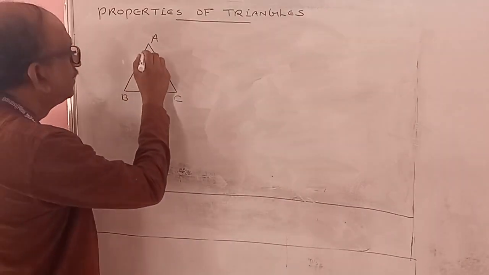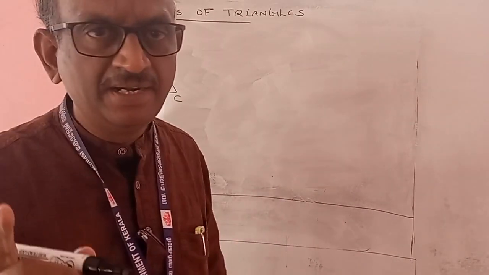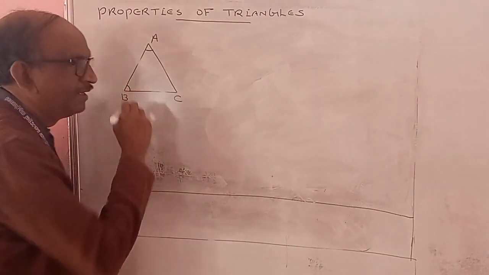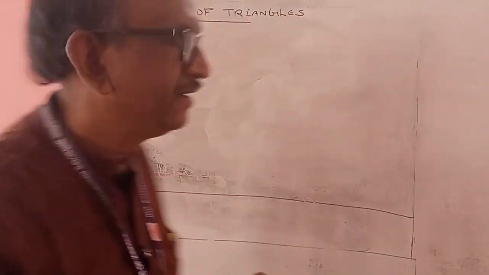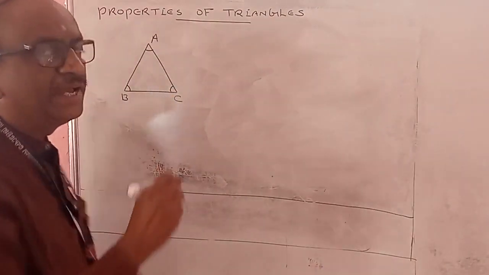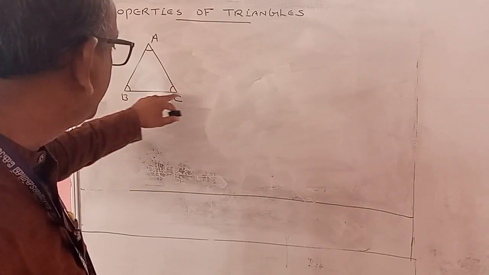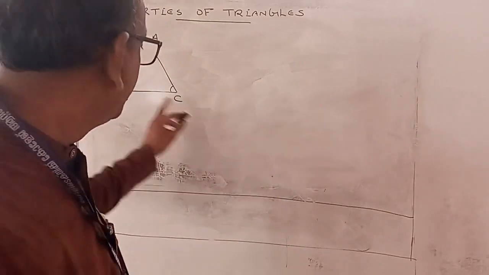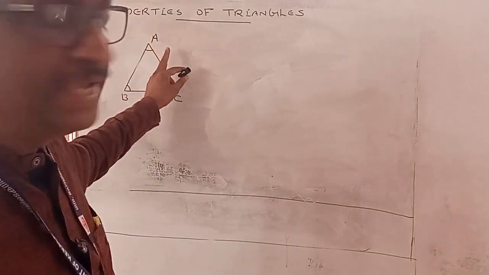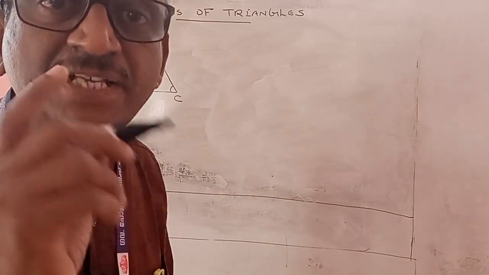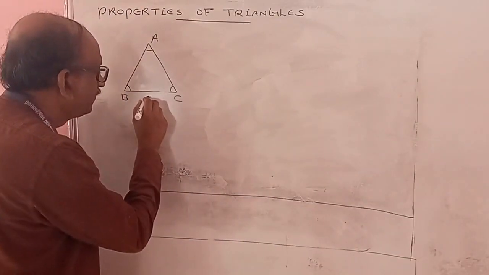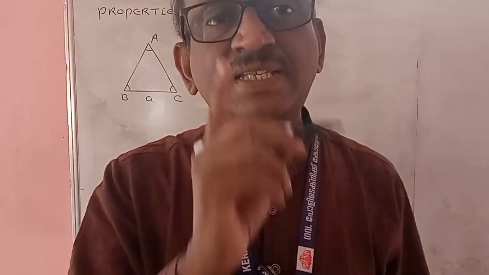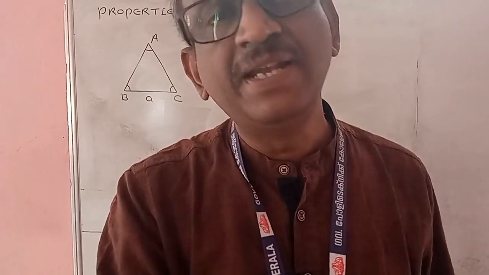Here capital A is an angle, capital B is the second angle, and capital C is the third angle. There are 3 sides. One side is BC. That side is opposite to angle A. Here BC is the side opposite to angle A, and we denote the side BC by small letter a. Therefore, small a is the side opposite to angle capital A.